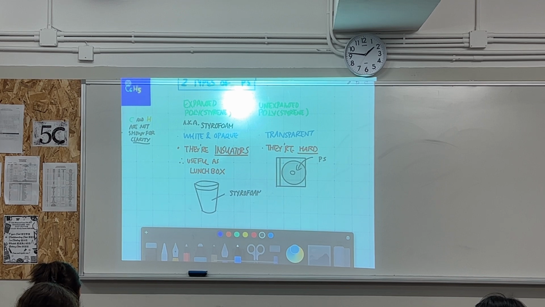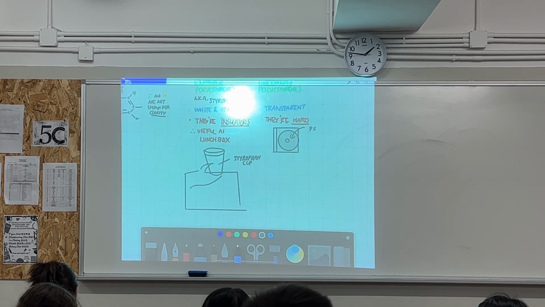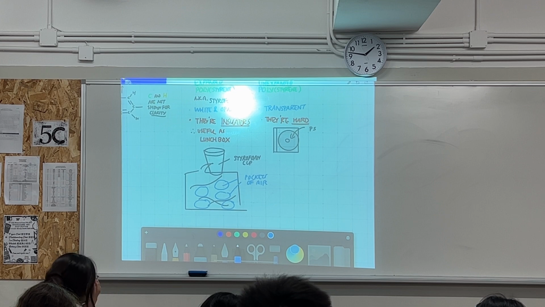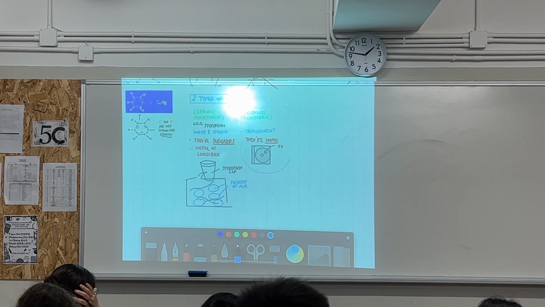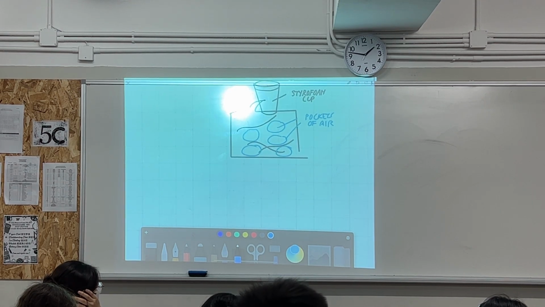The reason why they are good insulators is because when you zoom in, there is a lot of air trapped inside. Yeah, there's a lot of pockets of air trapped inside, and air itself is a pretty good insulator. So these are pockets of air, and we can create the expanded polystyrene by blowing gases into unexpanded polystyrene.